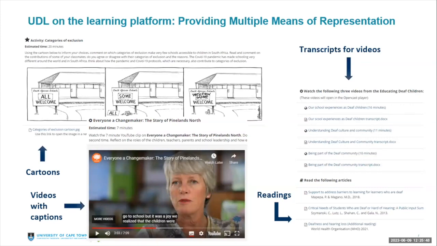So for the principle of multiple means of representation, we presented the content in forms of video, and importantly, always included captions and transcripts for the videos. And we had readings of the content and sometimes even cartoon representations of concepts.